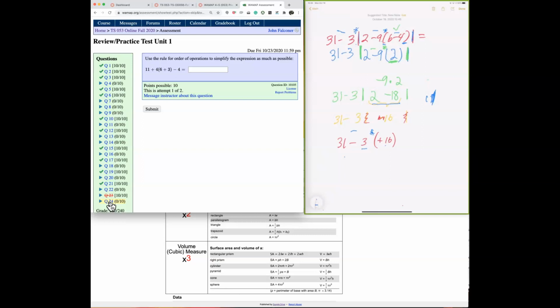11 plus 4 times 6 plus 3 minus 4. And so count up your operations and see what they are. Remember, some operations are invisible. There's a plus. There's an unwritten multiplication. There's an addition, and there is a subtraction. 4 operations. So you're already seeing, right?